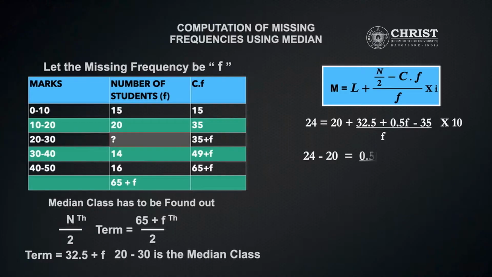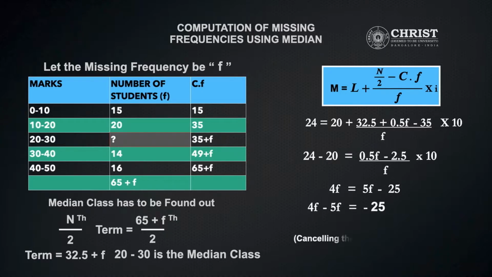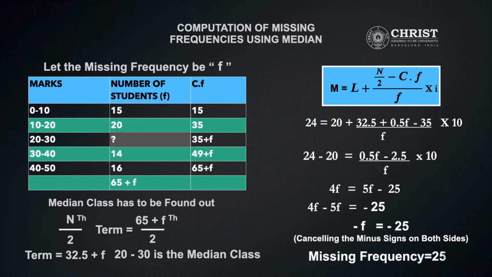Now 24 minus 20 is equal to 0.5F minus 2.5 divided by F into 10. So now we get 4F is equal to 5F minus 25. So minus F is equal to minus 25. You can cancel the minus signs on both sides. So F is equal to 25. So the missing frequency value is 25. This is the procedure we will follow if we have to find one missing frequency.